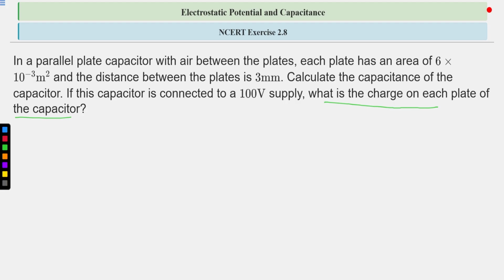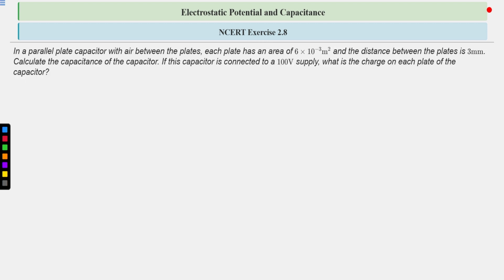So I will give you some time to think about it. So this is the question and the answer is 17.71 picofarad is the capacitance and 1.771 into 10 to the power minus 9 coulomb is the charge on each plate.